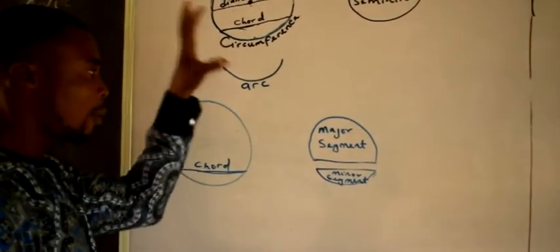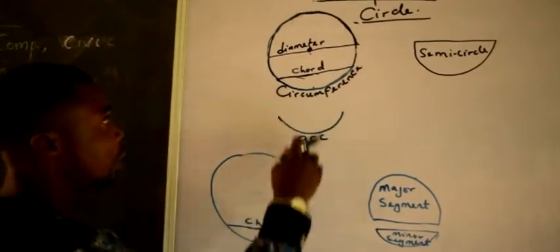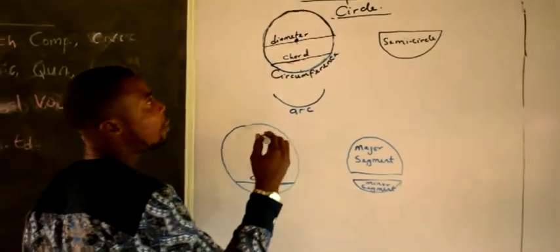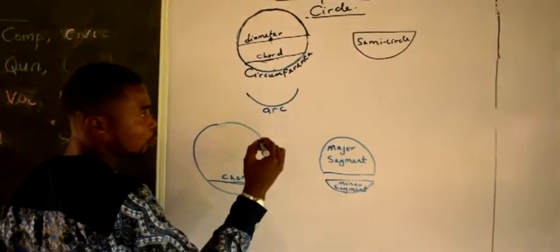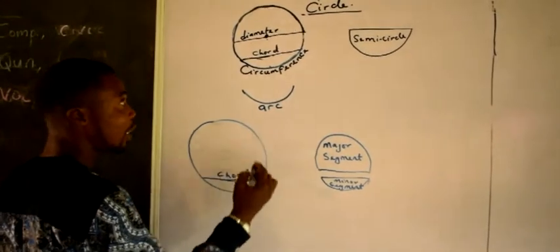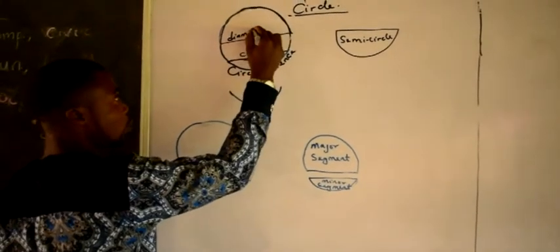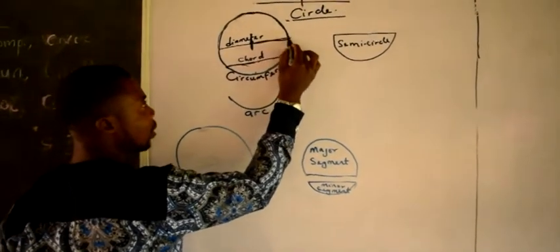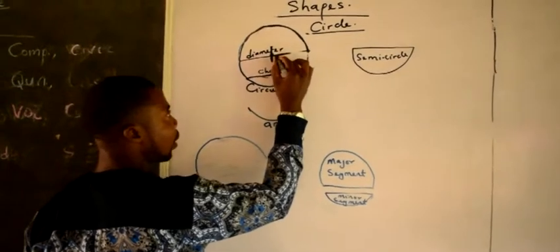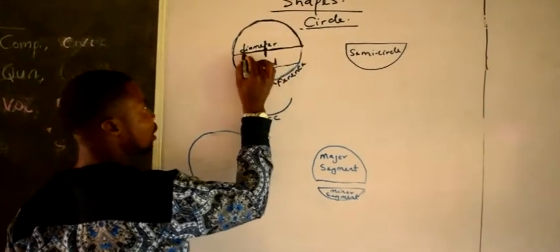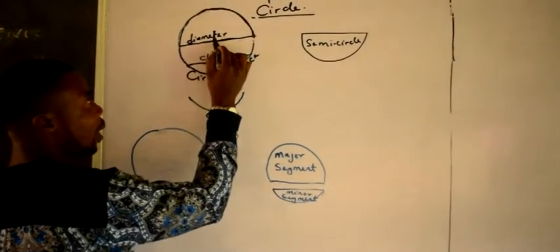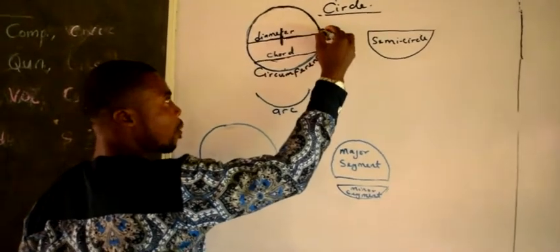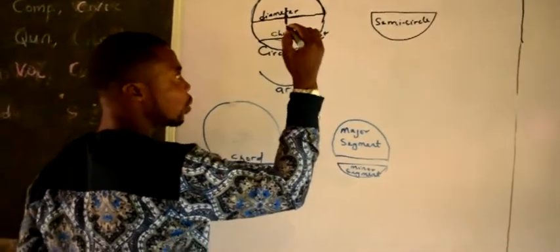But let's go back to our first, initial drawing, which is here. I was talking about the diameter. When we cut the diameter into two, this is one part. This is another part. This part from the center of the circle to the circumference, we call it the radius.